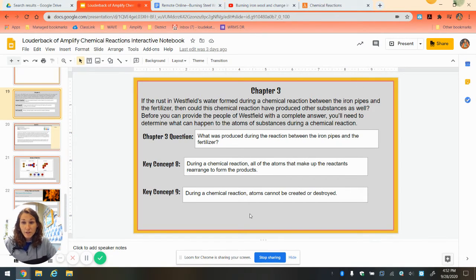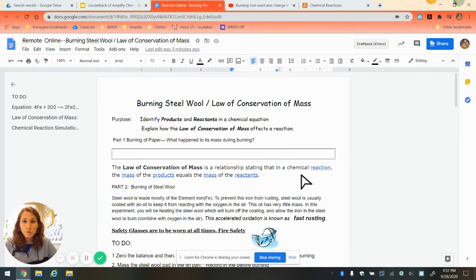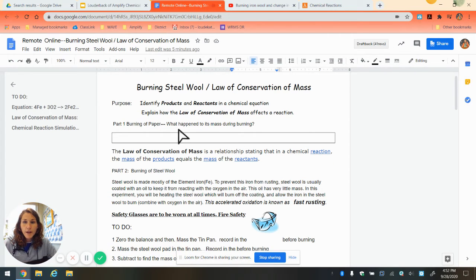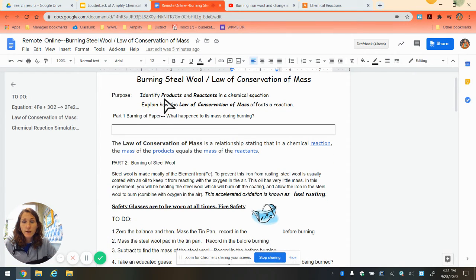Okay, moving on from that, today you're going to do a lab, and we are going to be burning steel wool. I'll begin the lab by talking about identifying products and reactants in a chemical equation and understanding the law of conservation of mass. I'll start by burning paper. When I burn paper in the classroom, I'll measure it before and measure it after.